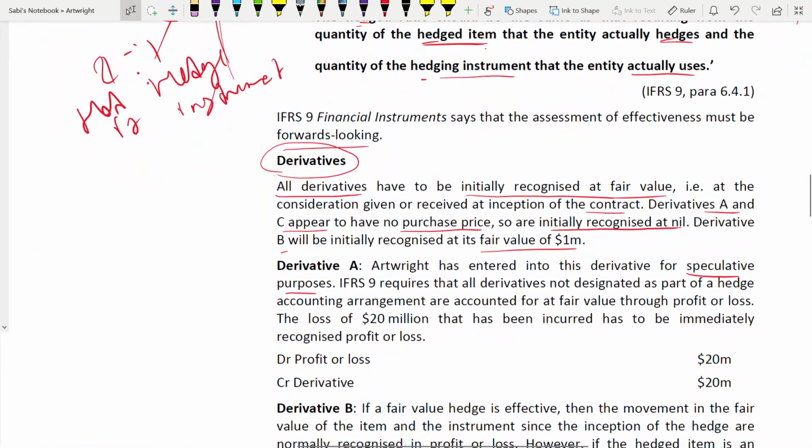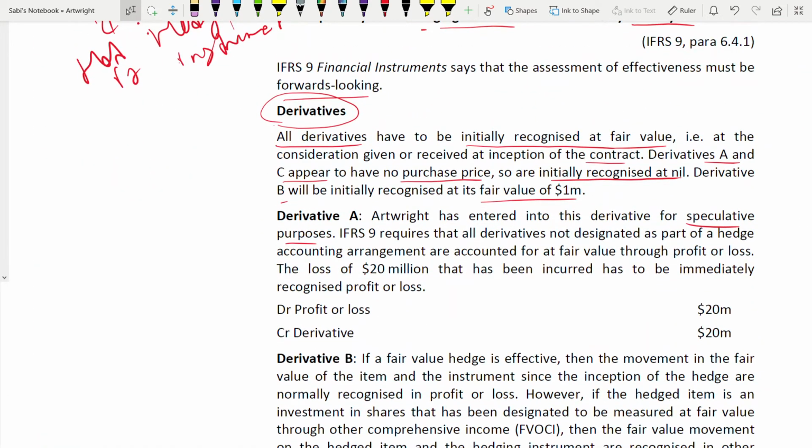So here they have entered into it for speculative purpose. IFRS 9, what does it say? All derivatives not designated as a part of a hedge accounting arrangement are accounted for at fair value through profit and loss. How do you know a hedge accounting arrangement? When your purpose is for hedging, then that derivative will come into the part of hedge accounting arrangement, remember. But this is for speculative purpose.